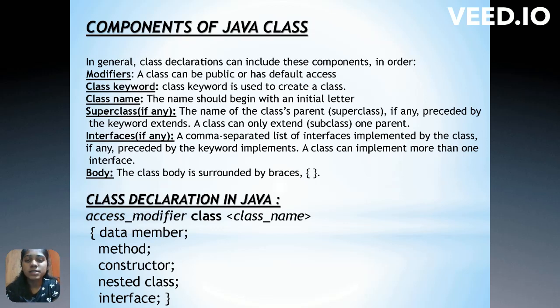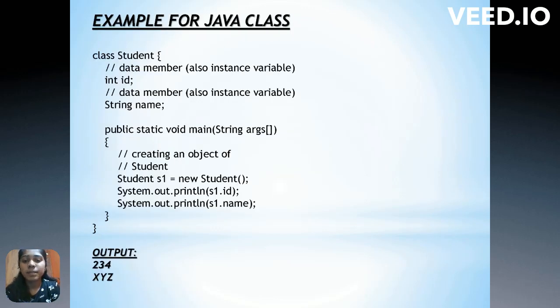Class declarations in Java. How are we going to declare a class in Java? First the access modifier, then the class keyword and the class name. Then we are going to declare the data member, method, constructor, nested class, and interface. Then an example for a Java class.